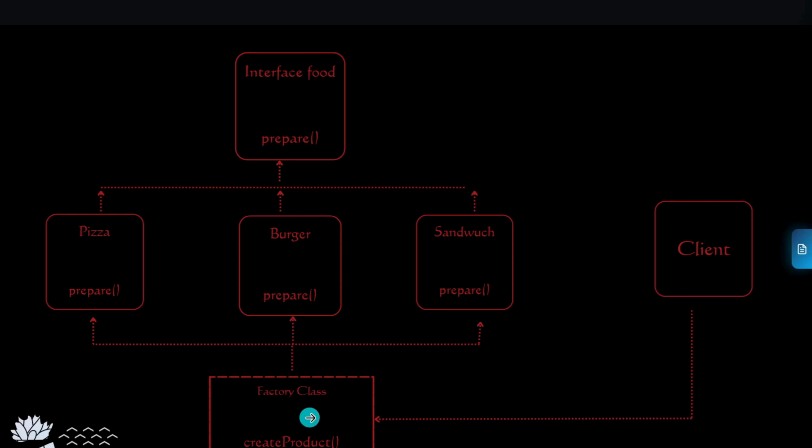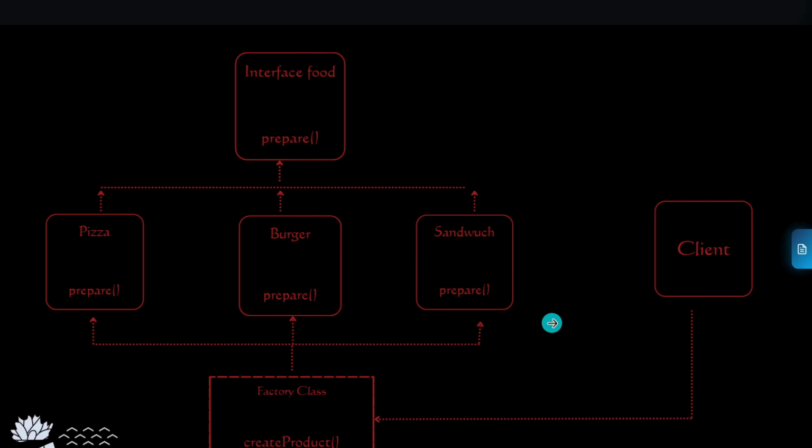So now this is the most important part. This is my factory class. So what does it do? The class contains a method called createProduct. When the client requests pizza, the factory returns a pizza object. When the client requests burger, it returns a burger object, right? So the client no longer creates objects directly. Now look at the client. The client simply asks the factory for the required product. It doesn't care how the object is created internally. This makes the application cleaner, more flexible, and easier to extend in the future.